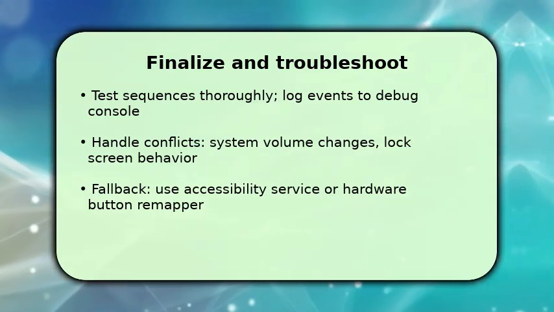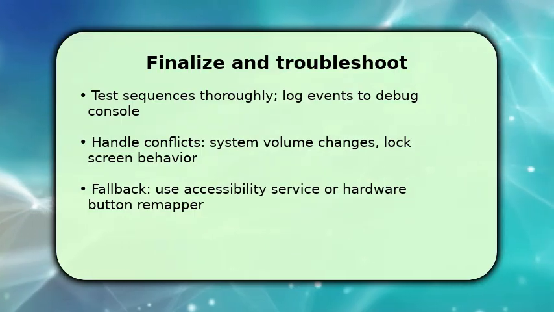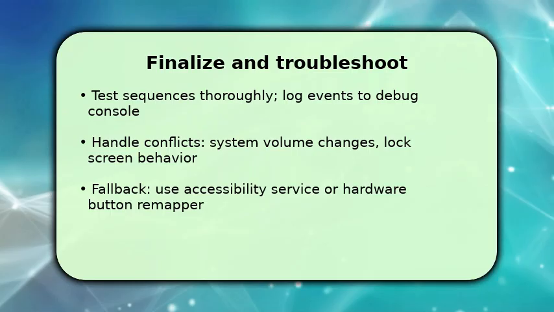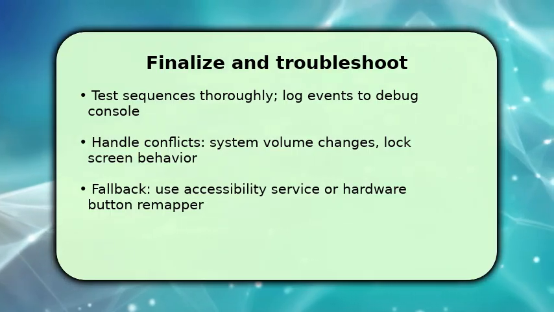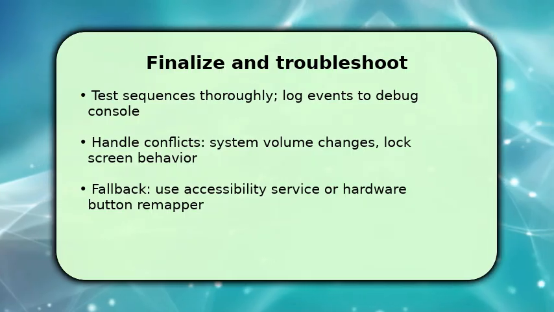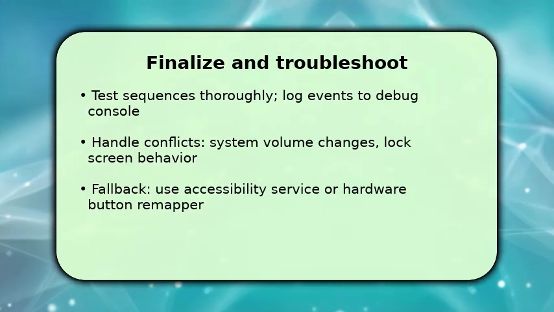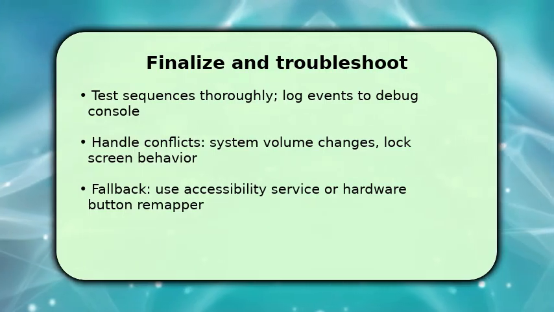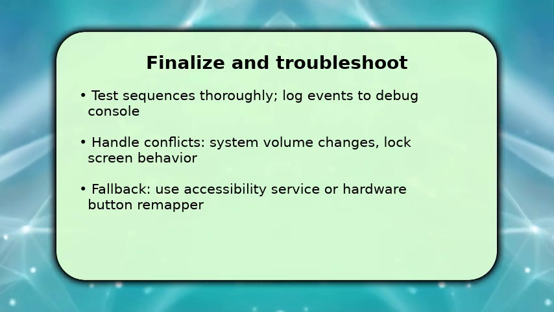If the system still steals volume changes, add conflict handling, temporarily mute volume adjustments, or require a double press to avoid unwanted behavior. If nothing works, switch to an accessibility service-based listener or a hardware button remapper app as a fallback. One troubleshooting tip: enable a visible debug toast or file log so you can trace whether the key event reached your automation.